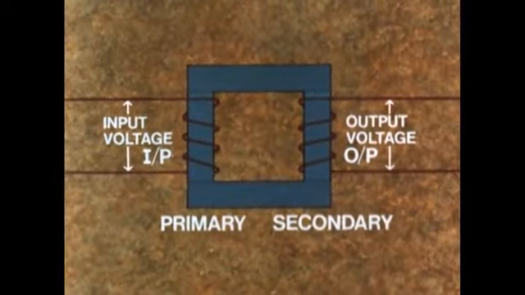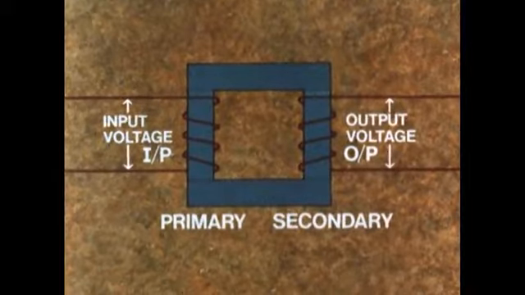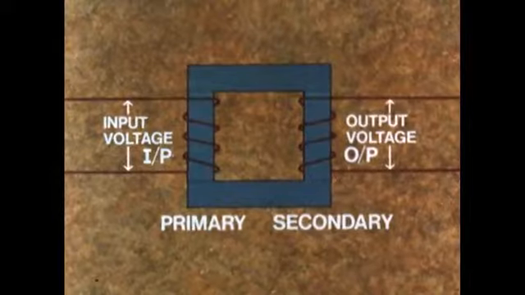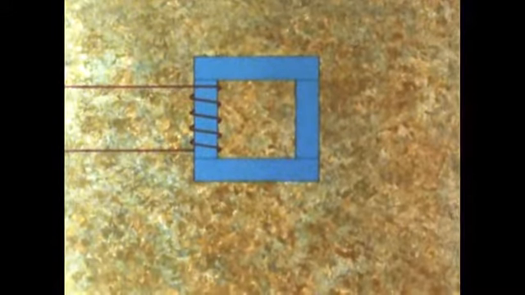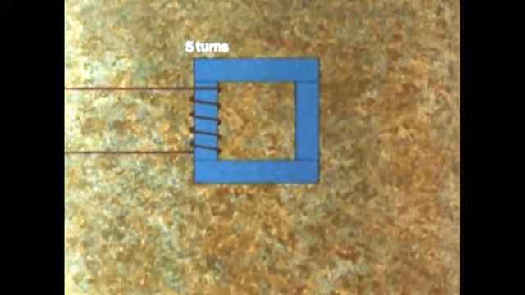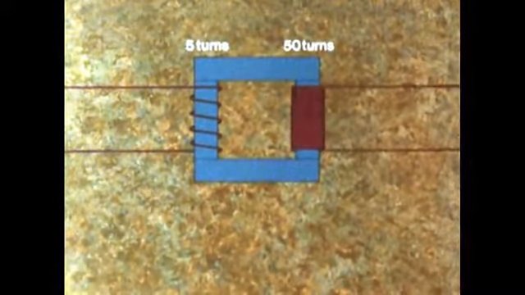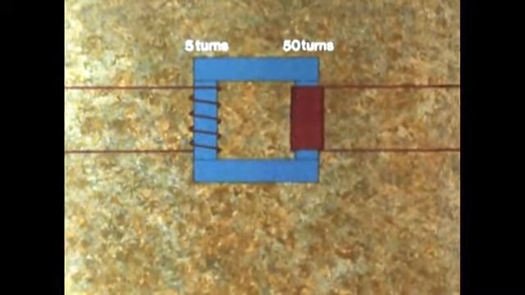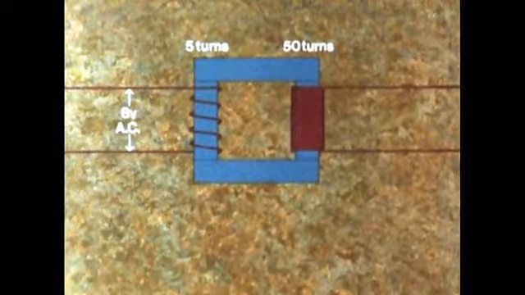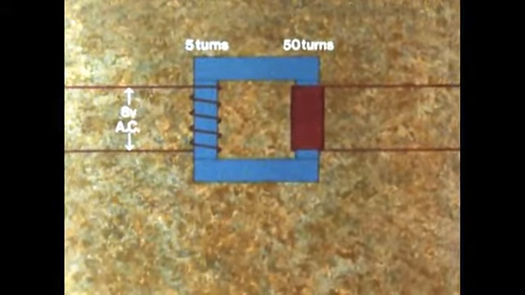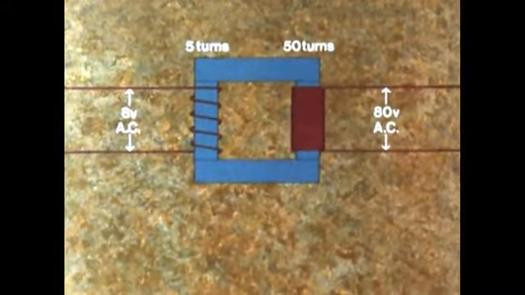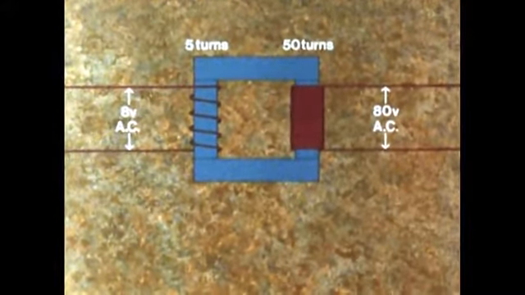But before we can understand how this arrangement actually transforms the voltage, we need to know something else about induced currents. Suppose we have 5 turns of wire in the primary coil and 10 times that, 50 turns in the secondary. And suppose we apply an input e.m.f. of, say, 8 volts AC. The output e.m.f. will be 10 times that, 80 volts AC. And we will have stepped up the voltage and we have a simple transformer.